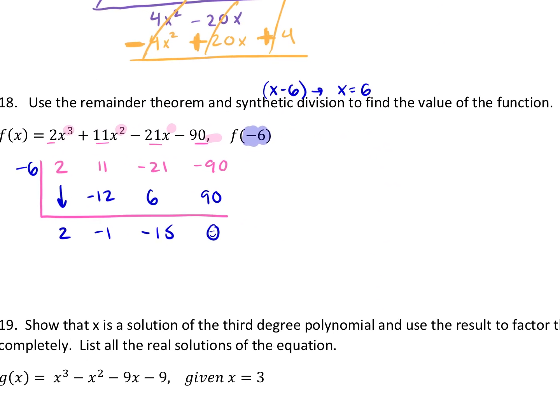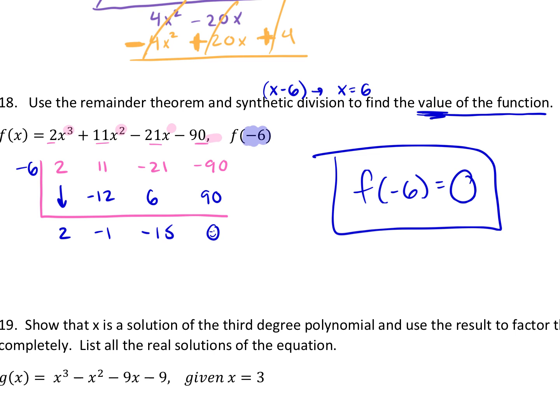So what is the value of the function? What is f of negative 6? Just the value of the function. If I were to plug in negative 6, what's my result? So the remainder is always the result of the function. What's my remainder here? 0. So if I plugged in negative 6 into all the x's in this function, I'd end up with 0. So the remainder is your answer when you're doing the remainder theorem.